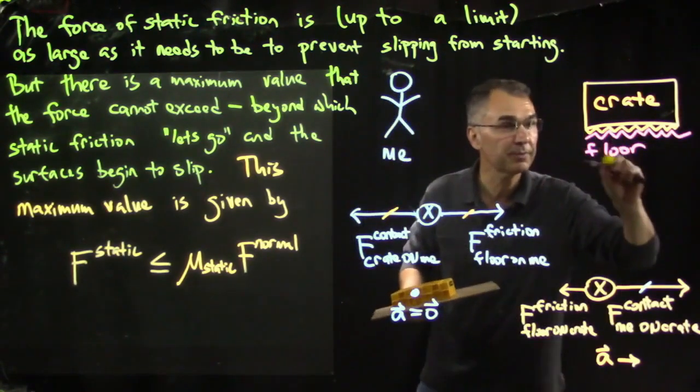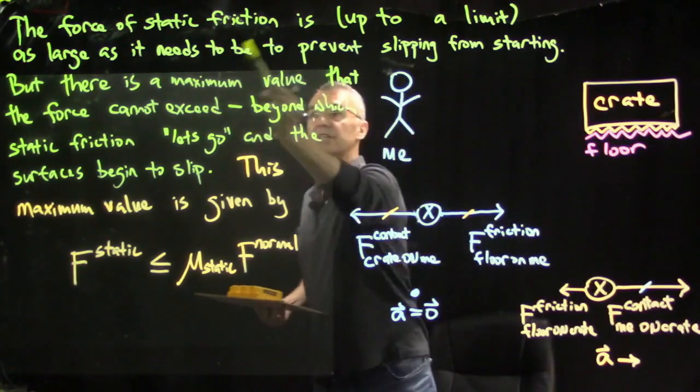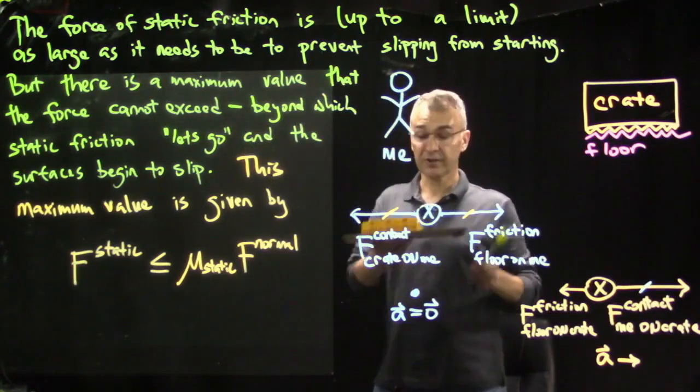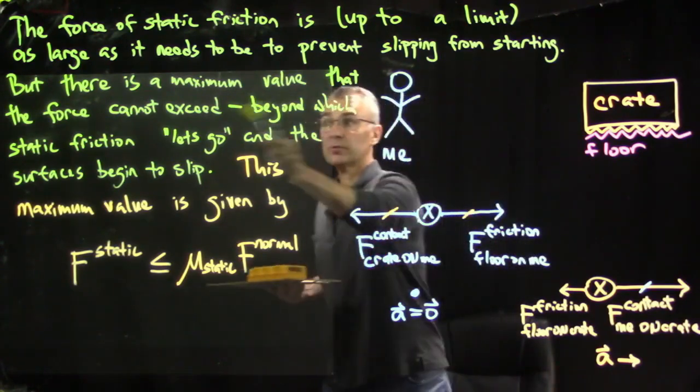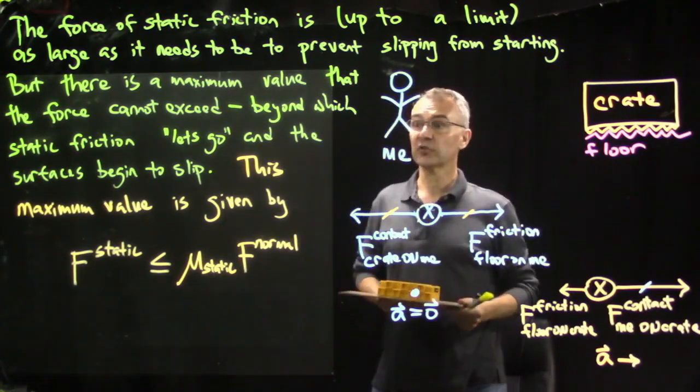So that's just kind of a crude mental model, but I imagine some little pattern of grooves. So the force of static friction is, up to some limit, as large as it needs to be to prevent slipping from starting, but there's some maximum value that the frictional force cannot exceed, beyond which static friction basically lets go and the surfaces begin to slip.